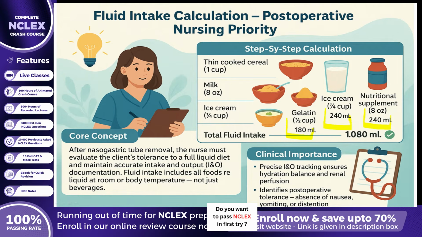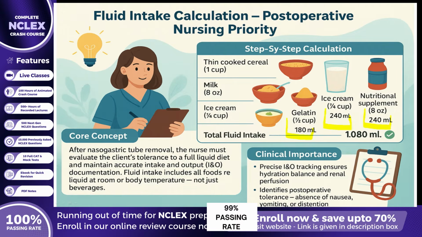This documentation is especially vital after nasogastric tube removal because it verifies the client's ability to tolerate oral fluids without complications such as nausea, vomiting, abdominal distension, or aspiration. Monitoring accurate intake and output, I&O, also helps correlate hydration adequacy with renal output, providing valuable data for clinical decision-making.